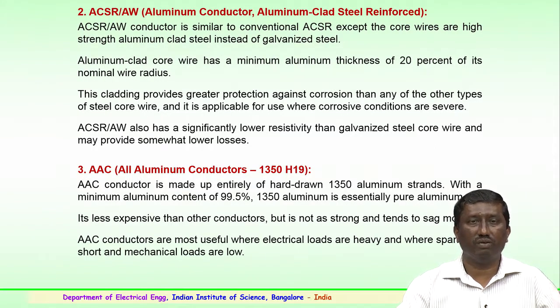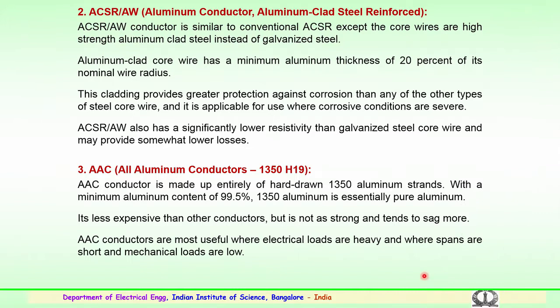The second type of conductor, after ACSR, is ACSR/AW, aluminum conductor aluminum clad steel reinforced. Here the ACSR/AW conductor is similar to the conventional earlier ACSR conductor, except the core wires are high strength aluminum clad steel instead of galvanized steel. So, the material used is slightly different in comparison to the ACSR. The aluminum clad core wire has a minimum aluminum thickness of 20% of its normal wire radius.